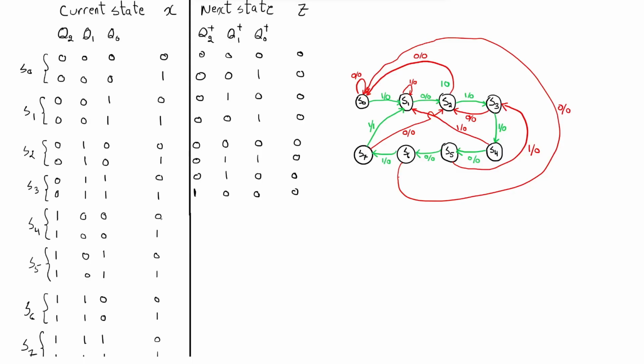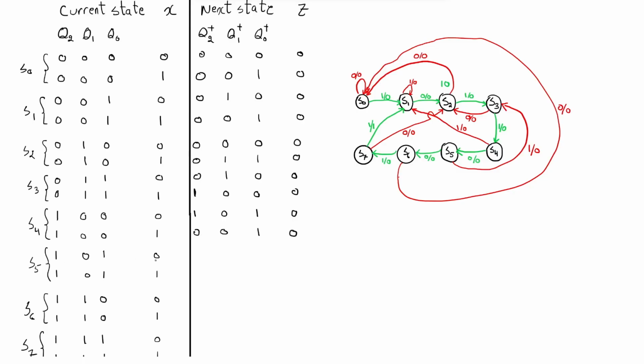If we are at S4 and we enter 0, we go to S5, S5 is 1, 0, 1, and the output is 0. If we are at S4 and we enter 1, we go back to S1. S1 is 0, 0, 1, and the output is 0.